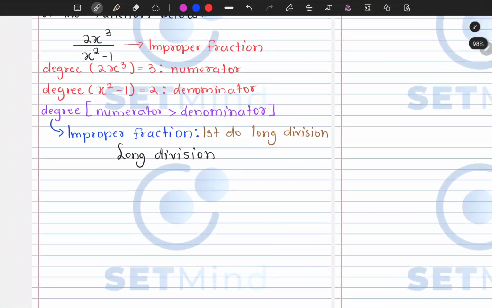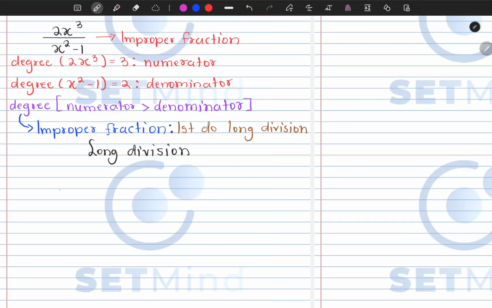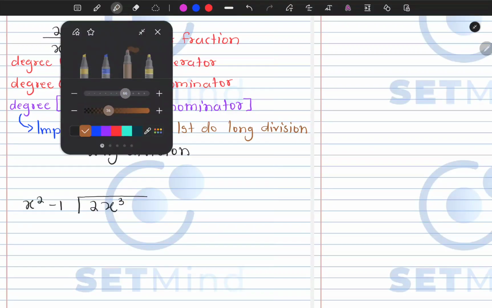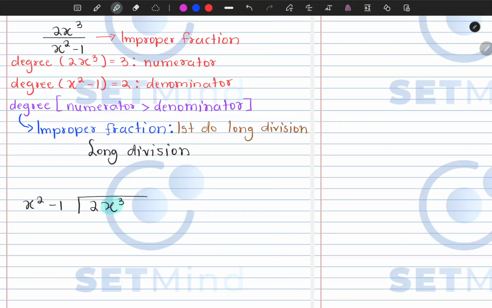Very important. So in our long division, what we are dividing is 2x cubed, and it is divided by x squared minus 1. So let's go ahead and do the division. 2x cubed divided by x squared will give us 2x. Then you take the 2x and multiply by it. Then what you will have is minus 2x cubed minus 2x, like that.